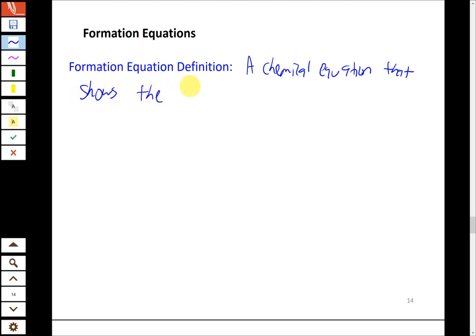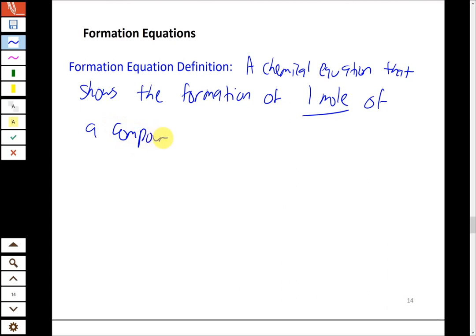All right, so the name is fairly instructive because it shows the formation of 1 mole of a compound. 1 mole is the important part, or an important part. So it shows the formation of 1 mole of a compound from the elements that make up that compound, the elements in their standard states. We'll get a little bit more about what standard states means here in a second.